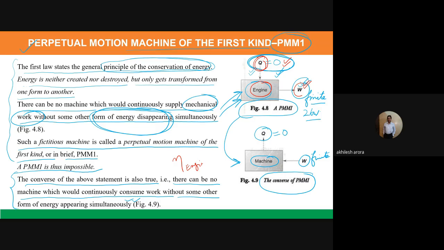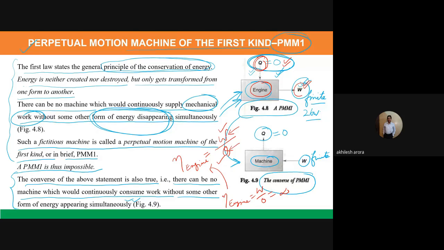The efficiency of this engine will be given by work output, which is W in this case, and the heat energy which we are inputting into it, W by Q. So this is work and this is heat. So this is the input and this is the output. So what will be the value of the efficiency of the heat engine now? The efficiency of this engine is equal to W divided by 0. So it will be approaching infinity, and no machine can have efficiency which is infinite.